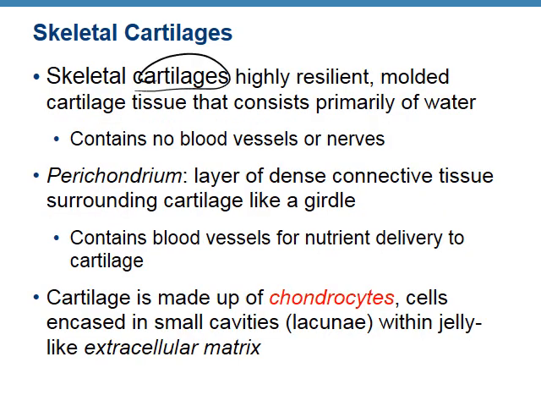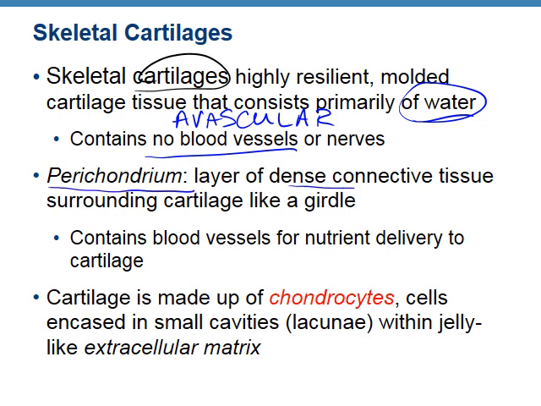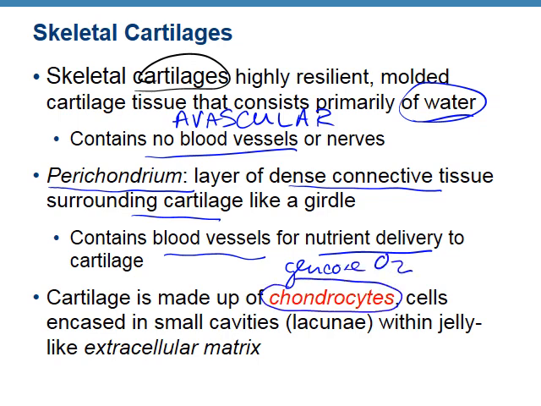Remember that cartilage is avascular, so no blood vessels. It consists primarily of water. There is this perichondrium. This is a layer of dense connective tissue that surrounds the cartilage, and this has the blood vessels so that we can deliver nutrients, which are going to be glucose and oxygen. And then cartilage is made up of chondrocytes. So remember, we had to know the prefix chondro had something to do with cartilage. These are cells that we'll talk more about a little bit later, and we'll learn about lacunae as well.